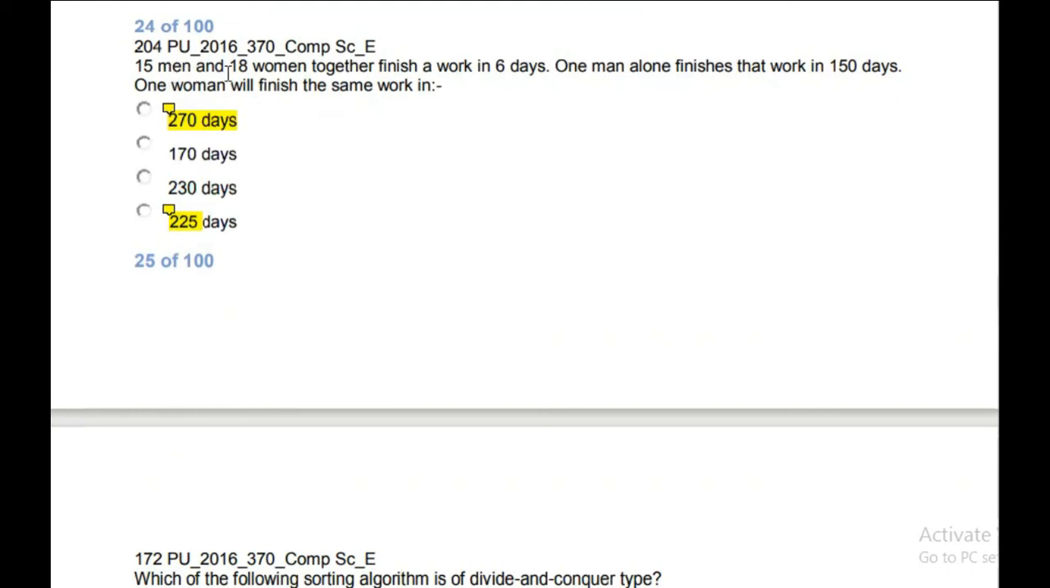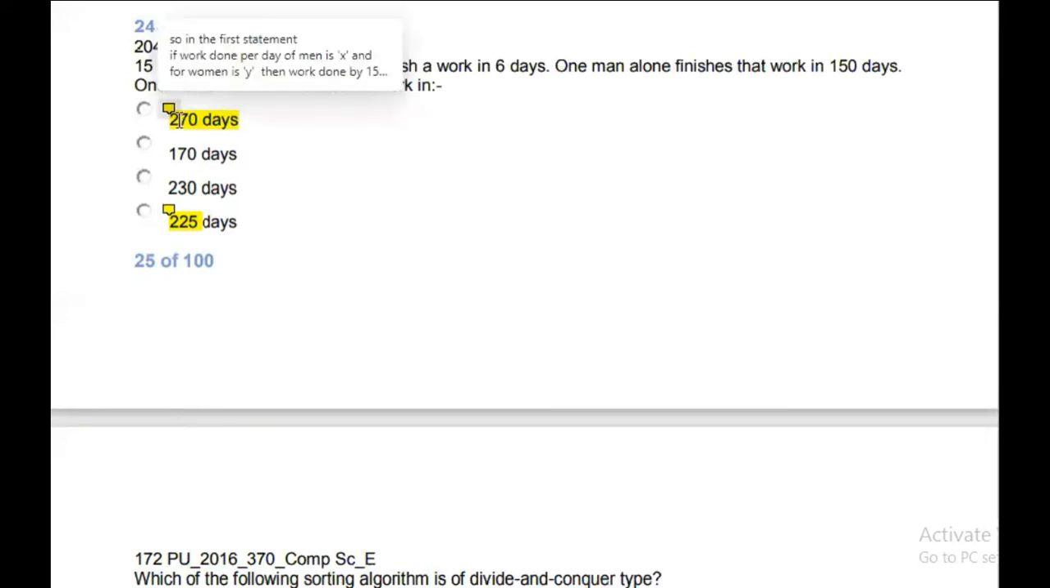Question number 24. 15 men and 80 women together finish a work in 6 days. One man alone finished that work in 150 days. One woman will finish the same work in? Option A is correct, 270 days.